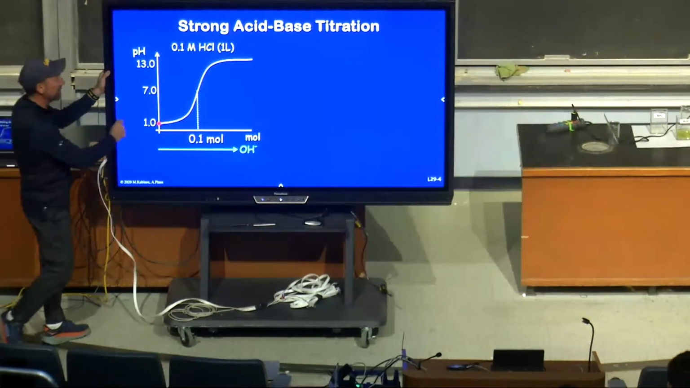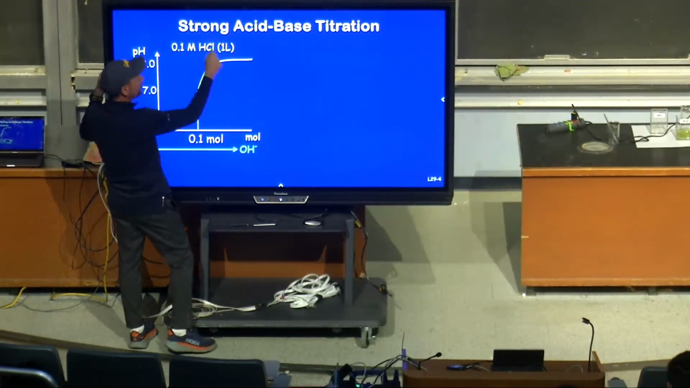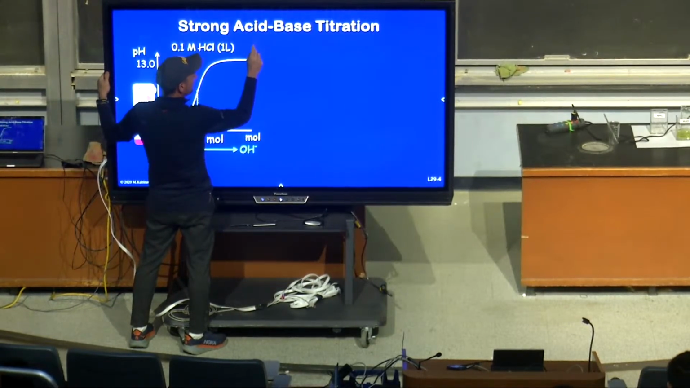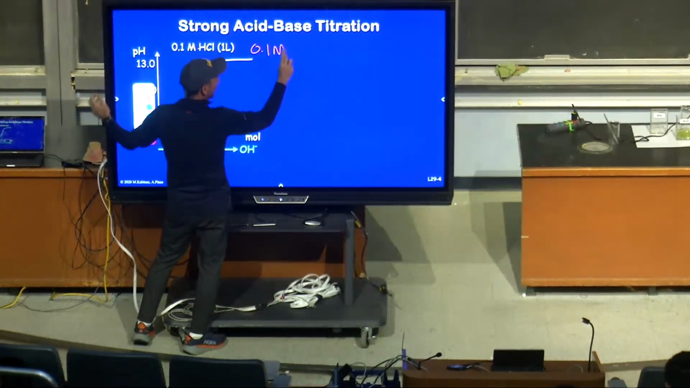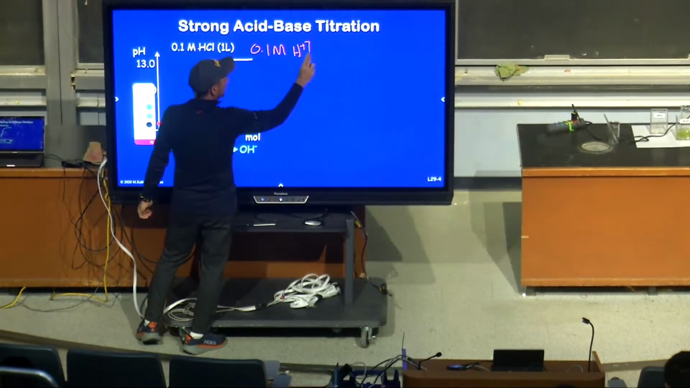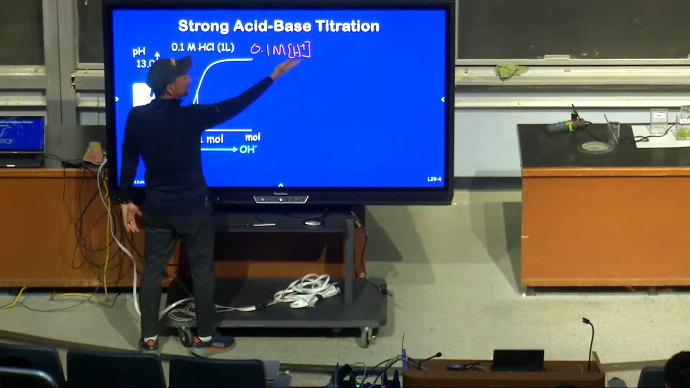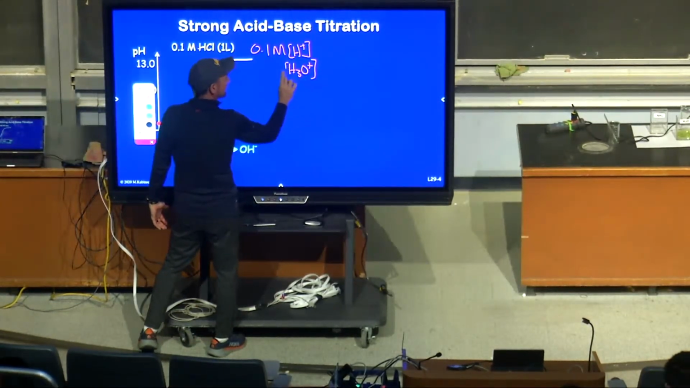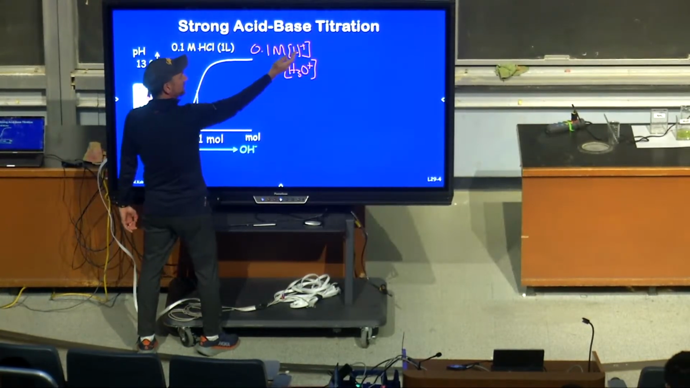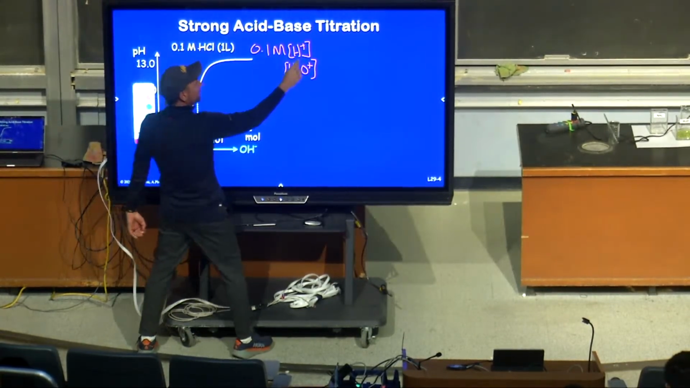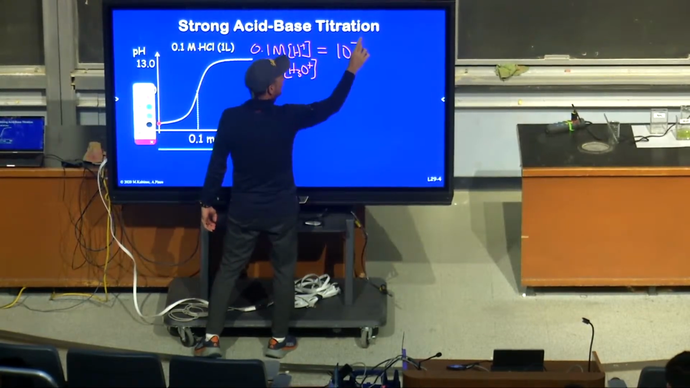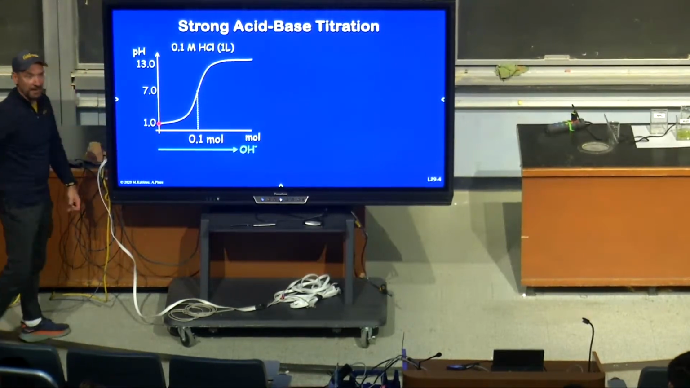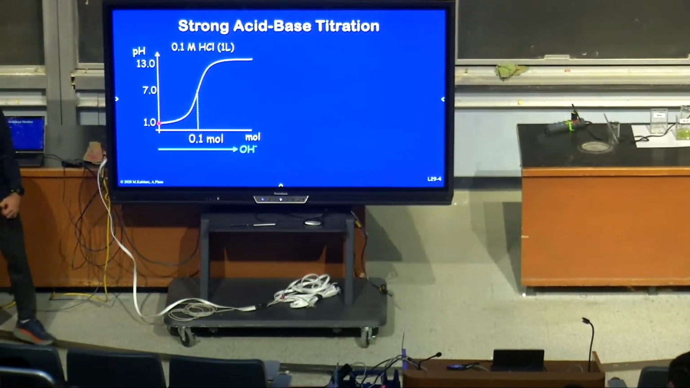Why should you be able to do that in your head? You should be able to do it in your head because that totally dissociates. And if it totally dissociates, it makes 0.1 molar H plus ions. That's the same as H3O plus, right? The proton isn't by itself, it's on the water. Shorthand, sometimes I don't write the whole H3O plus, but that is 10 to the minus 1, isn't it? So the pH is 1. I can do that in my head, not complicated.